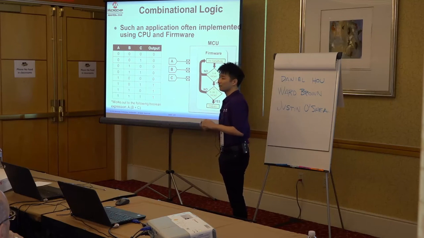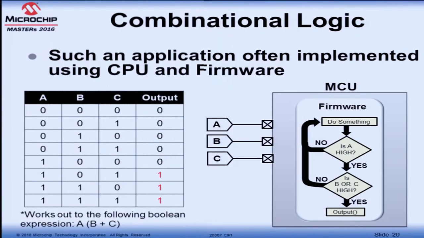Before we talk about how to use the CLC, we always talk about how to do it in a traditional way. By a traditional way, I mean a software way to do it, simply applying two if statements, right? If A is high, and then if B or C is high, you're going to do something. That looks pretty simple, but if you have some more complex logic here, then it's going to use up your CPU space.